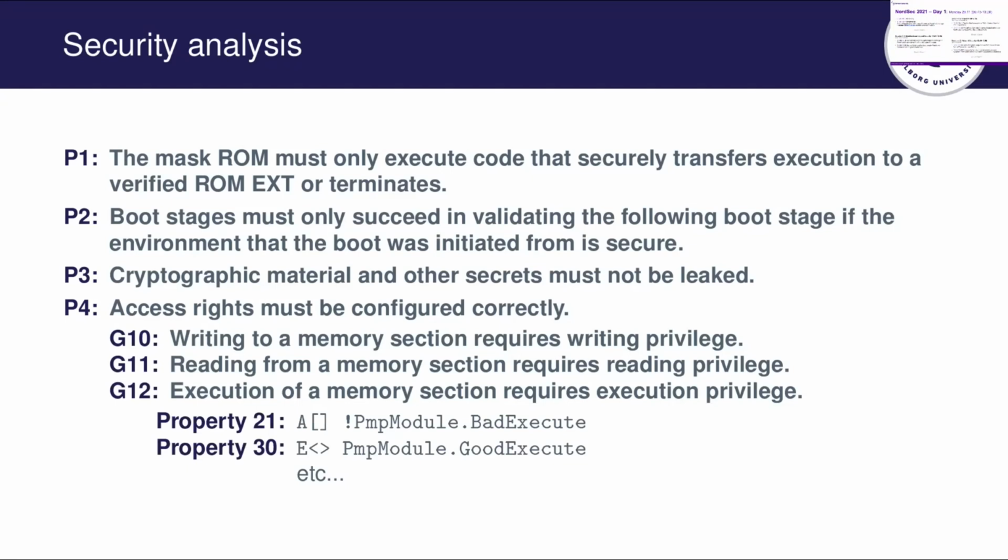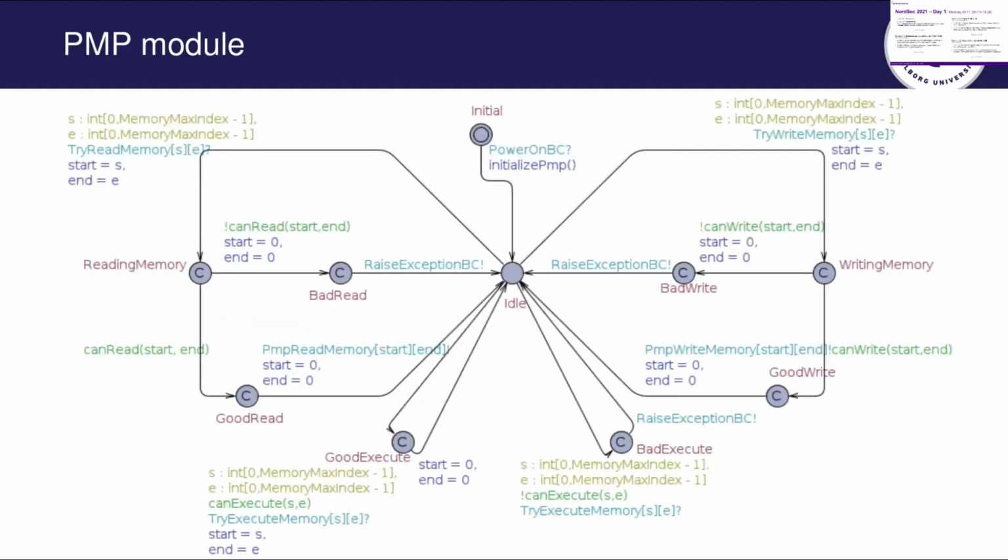So we see here some of the properties for executing a memory section requires execution privileges. Well, then in CTL of UPAL, we can express the properties that for all paths at all states, the PMP module must not be in a bad execute state, or there must exist a state on some path where the PMP module is in a good execute state, where you are allowed to execute the memory region of the bootloader section. So of course, this is an example of how that's implemented in UPAL.